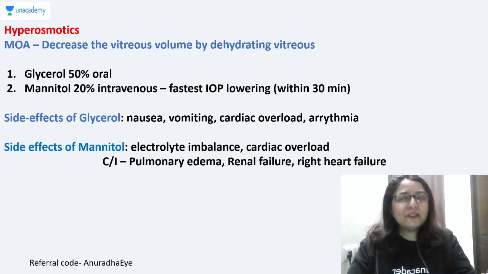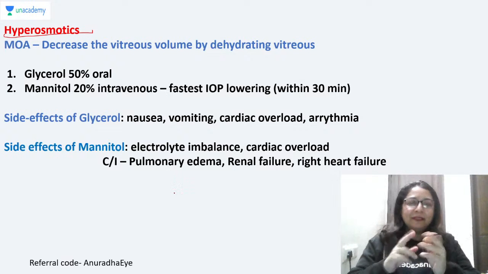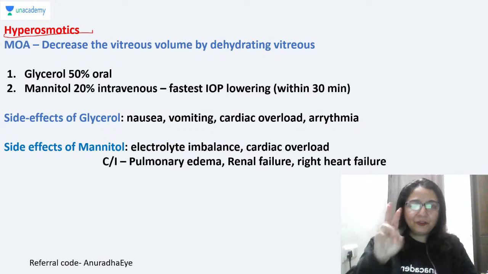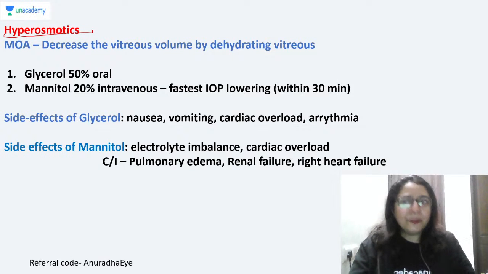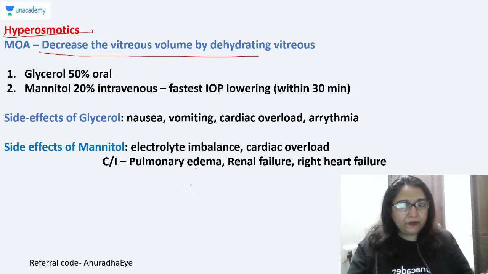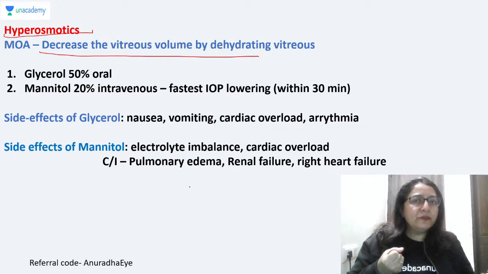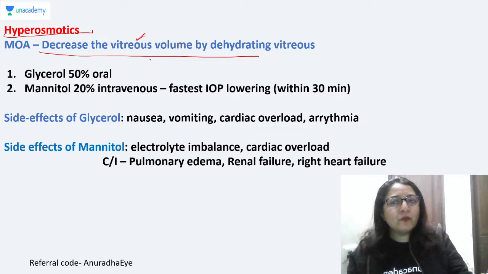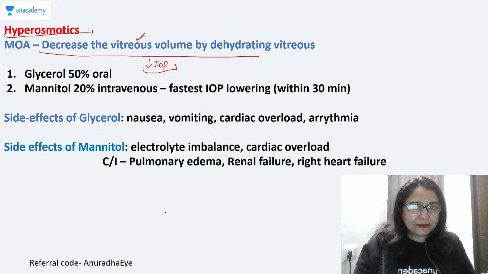Now coming to your last group of drug, which is your hyperosmotics. The hyperosmotics act different to the three things which we considered for IOP lowering. They are not related to decreasing the aqueous production or increasing its outflow. They act by causing dehydration of the vitreous. They cause hyperosmosis in the blood, which leads to dehydration of the vitreous and thus decreases the vitreous volume, which also leads to decrease in intraocular pressure. So their mechanism is different from whatever we have just learned so far.